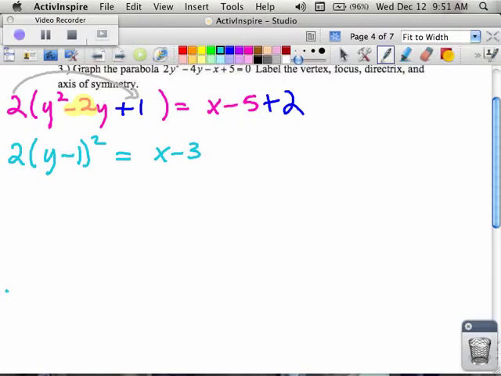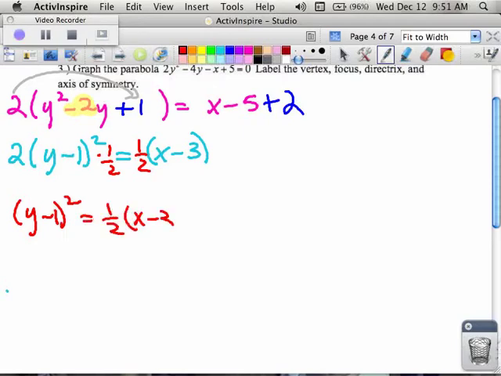After I've done this, I notice that there is a 2 in front of that. Not good. So I put a parentheses around the x stuff, and I don't want that 2. So how do I get rid of the 2? I can divide by 2 or multiply by a half. So I multiply each side by a half, and I end up with y minus 1 squared equals 1/2 parentheses x minus 3. And now I'm in the situation where we were in the first 2 problems, where I have a parabola in its standard format.